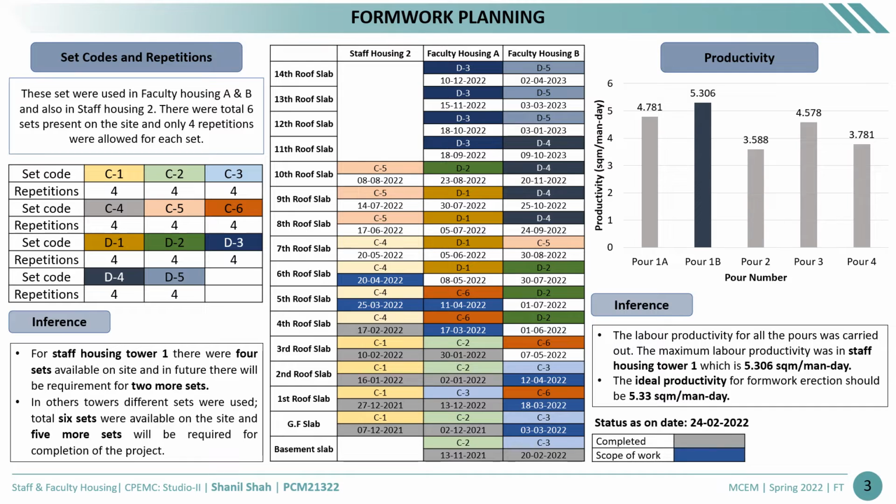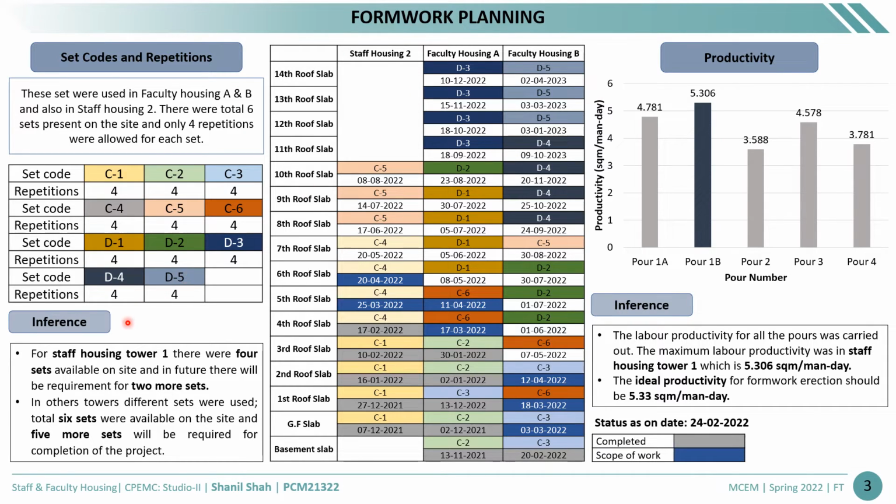Set codes and repetition. At our site 4 times repetition is allowed due to the exposed work. In the set, the staff housing tower 2 and the faculty housing towers A and B are the same. So we have divided it in such a way that the staff housing tower 2 sets are used in the same tower so that we can reduce the transportation time.